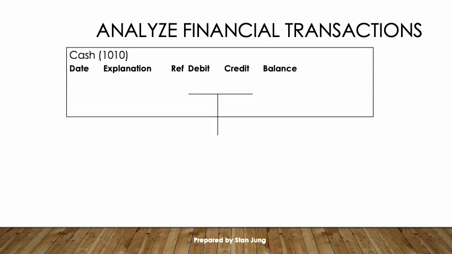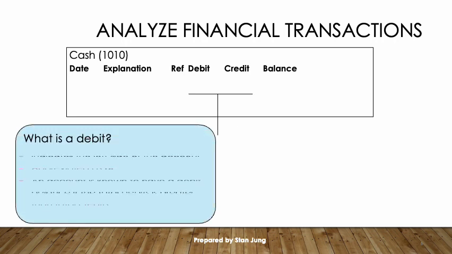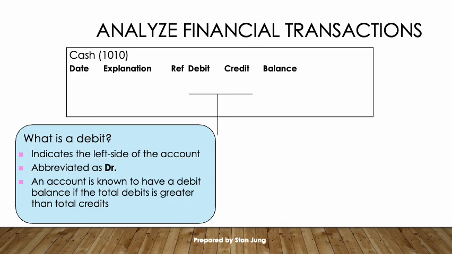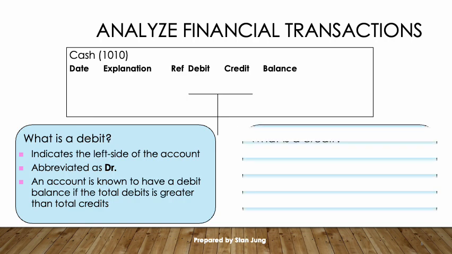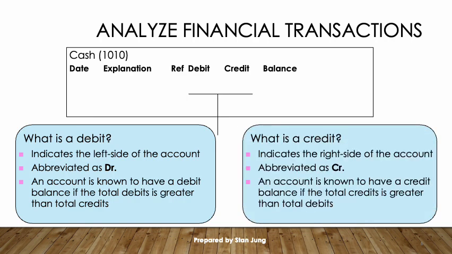So let's get into a few specifics here and talk about debits and credits. What is a debit? It indicates the left side of the account. It's abbreviated as DR, and an account is known to have a debit balance if the total debits are greater than total credits. So that's a debit. On the flip side is a credit. What is a credit? It indicates the right side of the account, abbreviated as CR. An account is known to have a credit balance if the total credits are greater than the total debits.